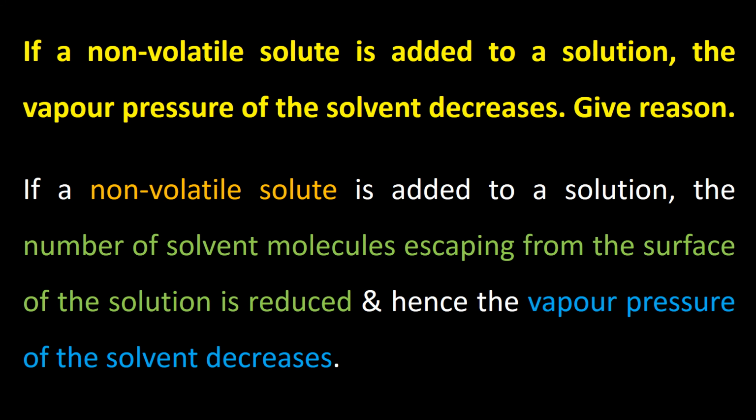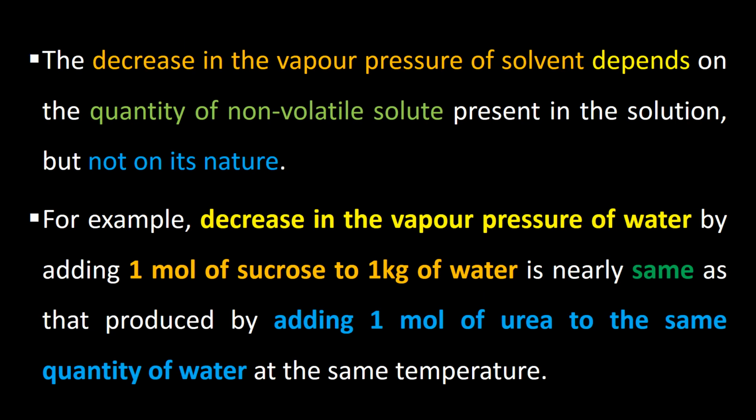If a non-volatile solute is added to a solution, the vapor pressure of the solvent decreases. Give reason. If a non-volatile solute is added to a solution, the number of solvent molecules escaping from the surface of the solution is reduced. Hence, the vapor pressure of the solvent decreases. The decrease in the vapor pressure of the solvent depends on the quantity of non-volatile solute present in the solution, but not on its nature.